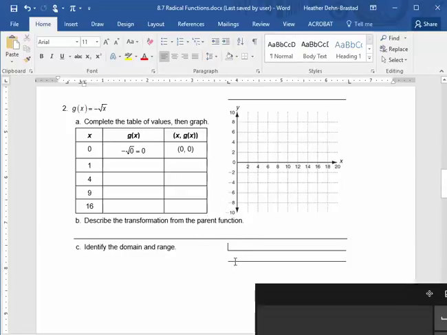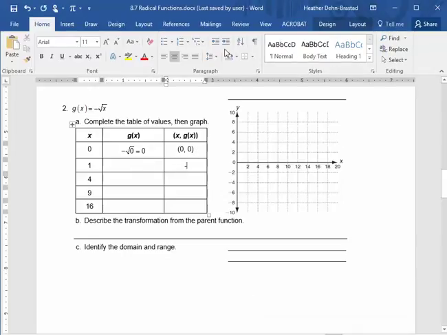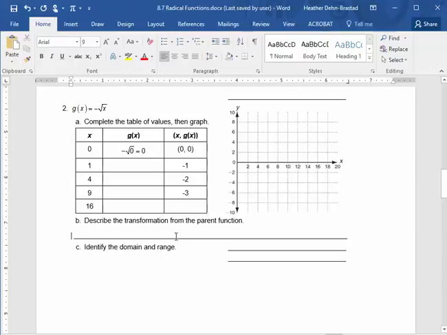My domain, let's fill this one out a little bit more. So when x was 1, y was negative 1. When x was 4, the square root of 4 is 2, so I would get negative 2. When x is 9, I would get the square root of 9, which is 3, but I have a negative in front, so that would be negative 3. That's how you do this part. The transformation, I said, was a reflection across the x-axis.